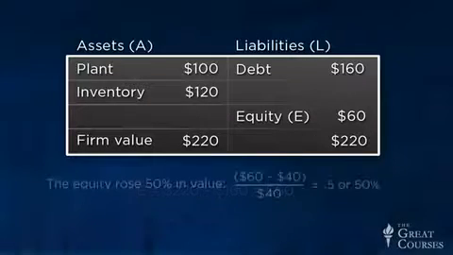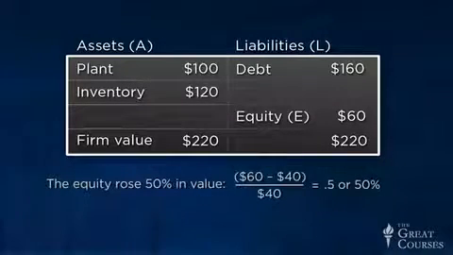Given this good news, the equity rose 50% in value, from 40 to 60. So 60 minus 40, all that divided by 40, that's 0.5, or a 50% increase. Recall, prior to the firm changing its debt-to-equity ratio, the return from such good news was only what? It was 40%, or 20 over 50 million.